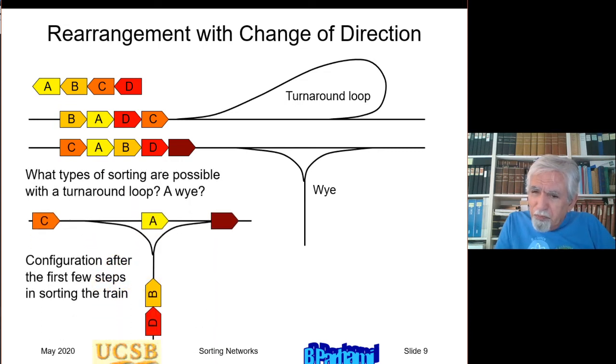So for example, suppose here's a car DBAC. Here's the initial order of the cars. And I want to sort them so that A is right behind the engine, B is right behind that, and so on. So here I've shown after the first few steps, the sorting process. So the engine basically brings D forward. So it disconnects D from the train, brings it forward, takes it to the other side, and pushes it into the Y. So D goes there.